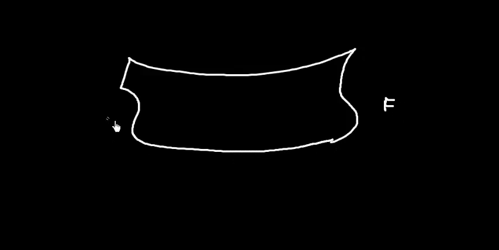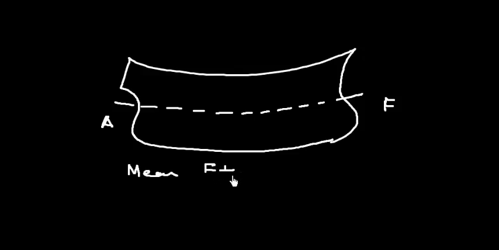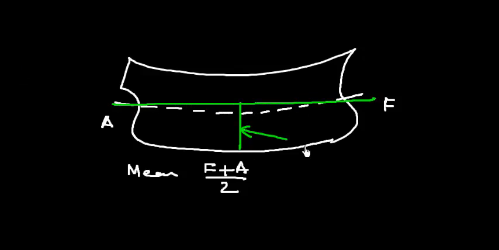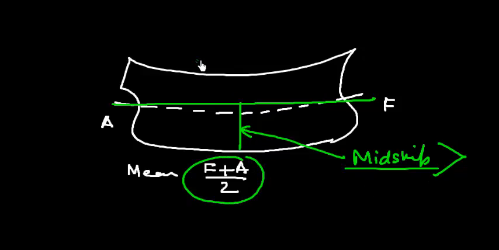Similarly, if the vessel is like this, and here this is the forward draft, this is the aft draft, the mean draft is forward and aft draft divided by 2, and the midship draft is somewhere here. This is the midship draft, and the midship draft is more than the mean draft. The vessel is sagged.